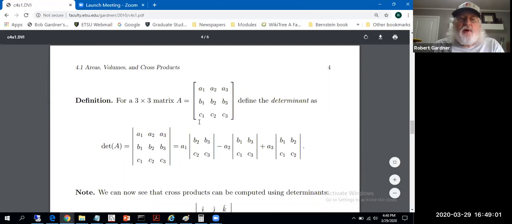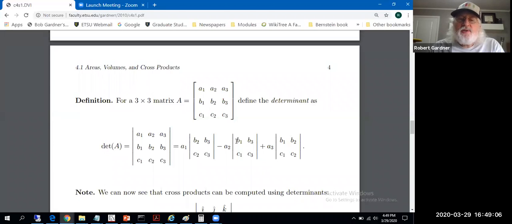So we're going to define the determinant of a 3 by 3 matrix in terms of determinants of 2 by 2 matrices, and that'll link together with the way we computed cross products before. And this foreshadows what's going to happen in the future when we take determinants of larger matrices. But for a 3 by 3 matrix A, say the entries are as given: subscripted A's for the first column, subscripted B's for the second, subscripted C's for the third. Define the determinant as, it's a definition, you can't argue with it, as follows.